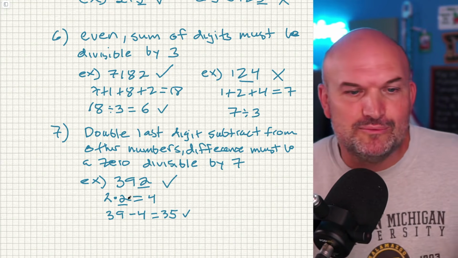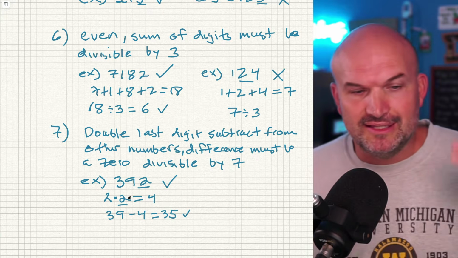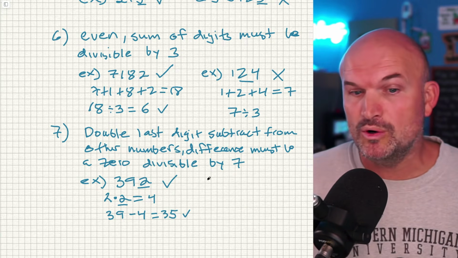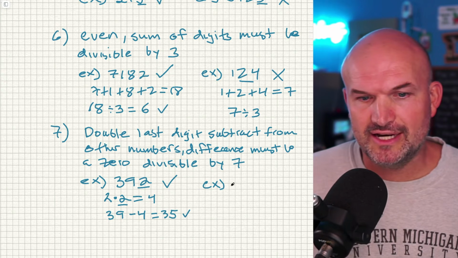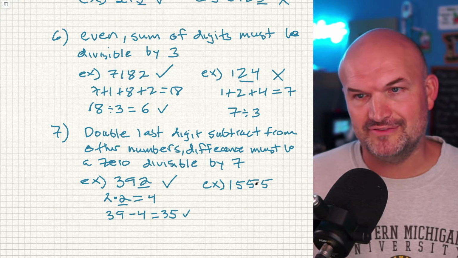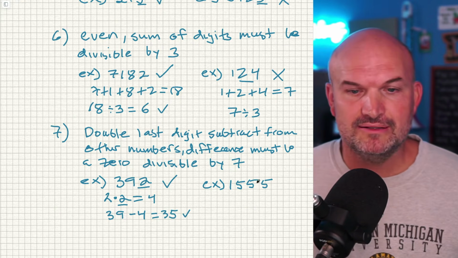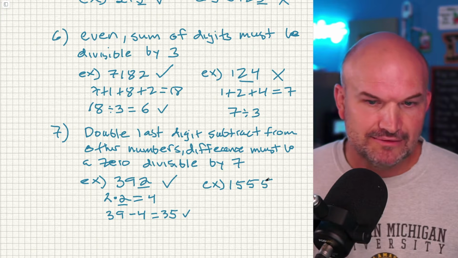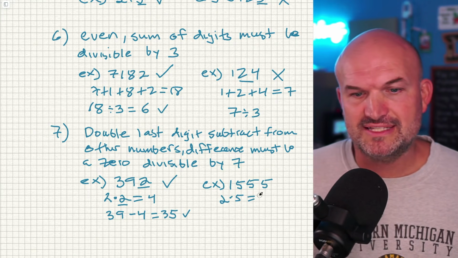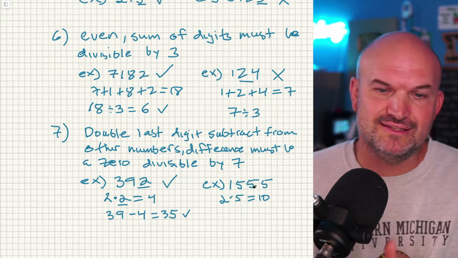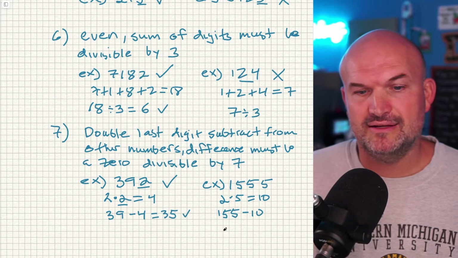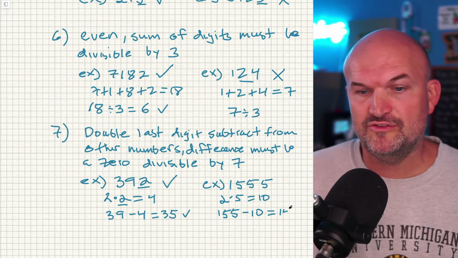That's something, ladies and gentlemen, that without trying to do multiplication in your head, you can quickly do that math and determine if something is divisible by 7 or not. Now let's take a look at another example. What if I had 1,555? How can I determine if that's divisible by 7 or not? Again, take my last digit and double it, so 2 times 5 equals 10. Now I'm going to subtract the 10 from 155. So 155 minus 10 gives me 145.